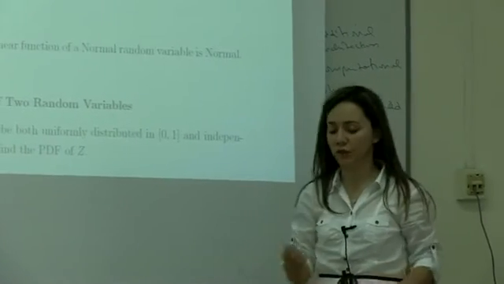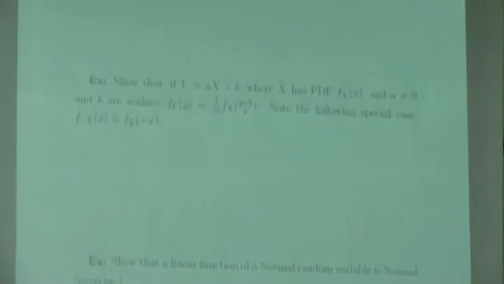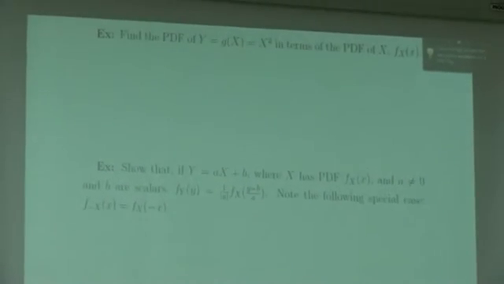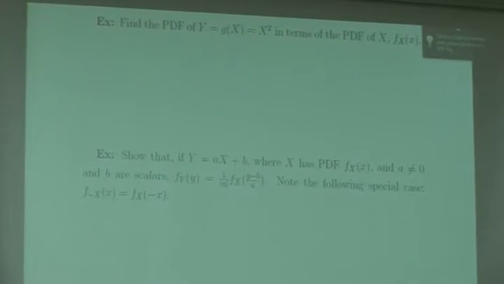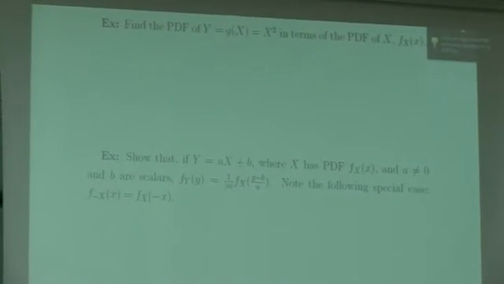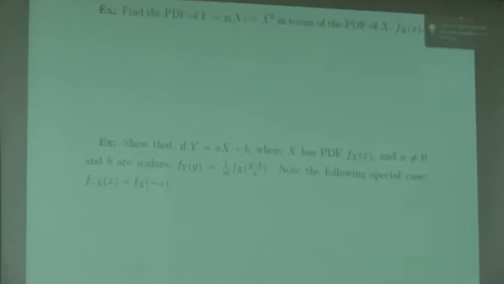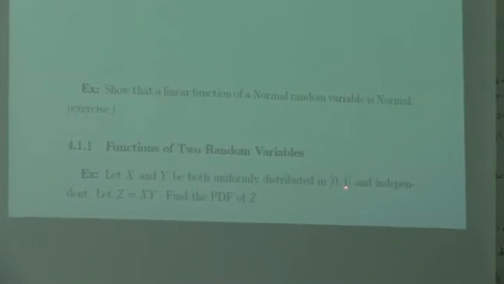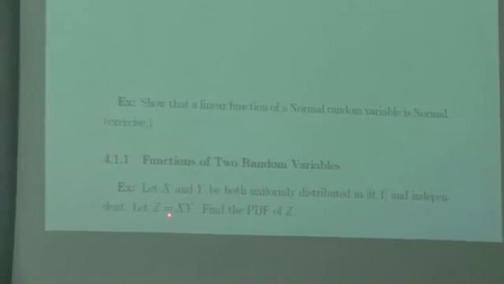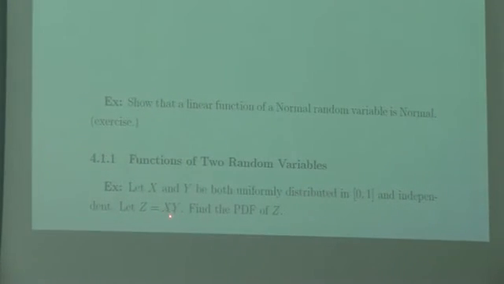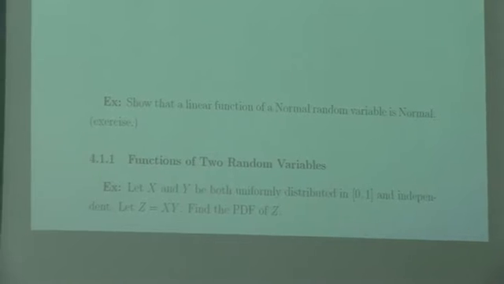Okay, so let's continue. Last time, we started talking about functions of multiple random variables. And if you remember, we looked at this example. This was the last thing that we did. X and y are uniformly distributed 0 to 1, and they are independent. And we computed the PDF of their product, x times y. Do you remember what it turned out to be?